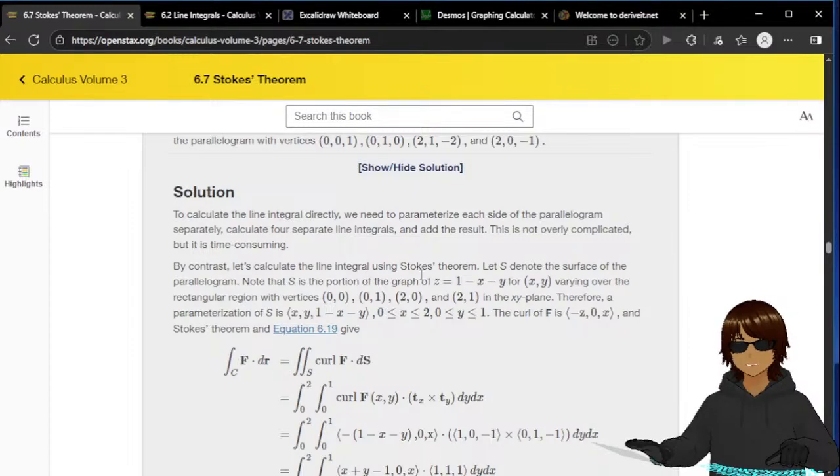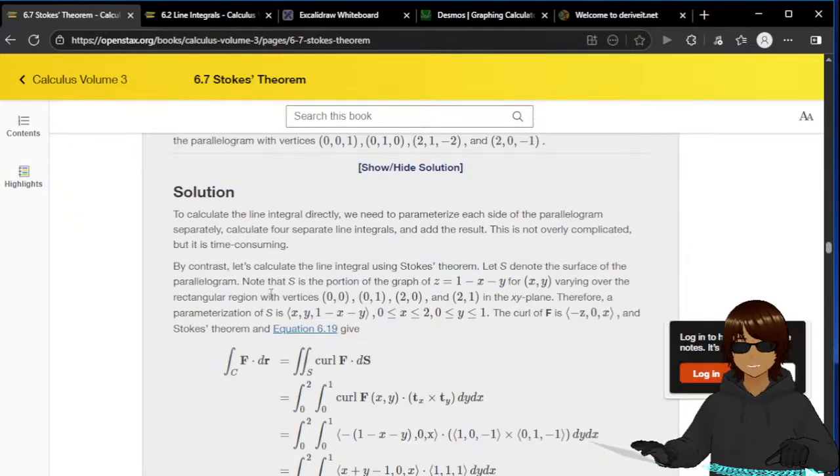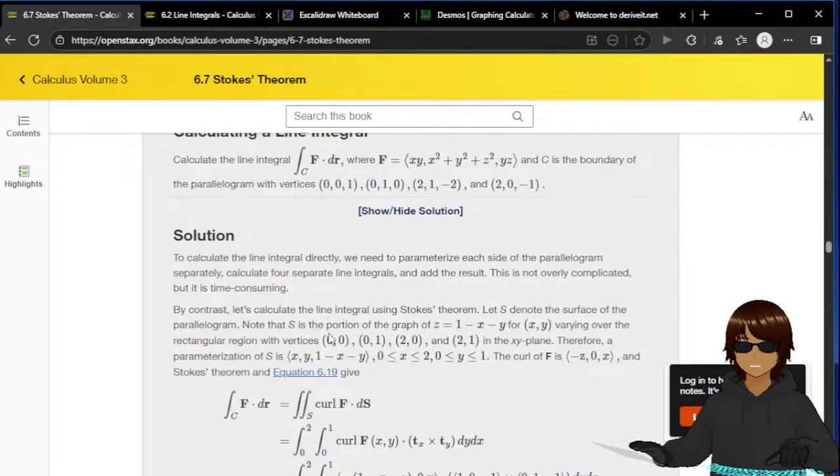Let's calculate the line integral using Stokes' theorem. Let S denote the surface of the parallelogram. Note that S is the portion of the graph of z equals 1 minus x minus y, for (x, y) varying over the rectangular region with vertices (0, 0), (0, 1), (2, 0), (2, 1) in the xy plane.